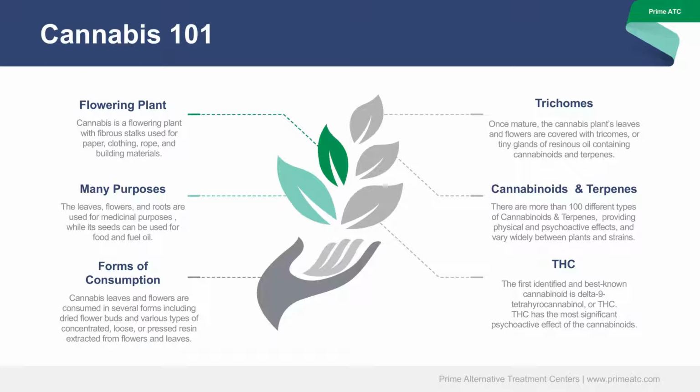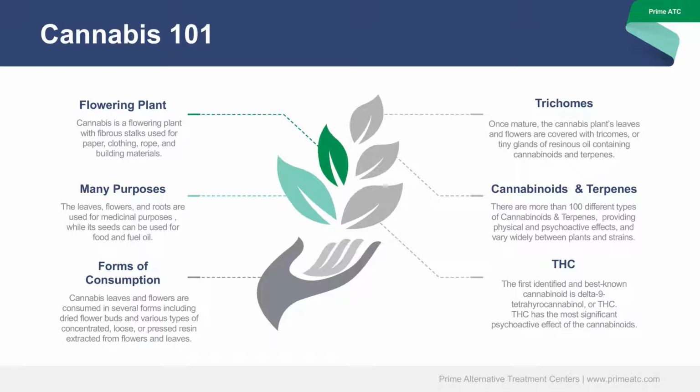Scientists have identified over 100 different types of cannabinoids and terpenes. Concentrations or percentages of each type of cannabinoid range widely from plant to plant and from strain to strain. The first identified and best known cannabinoid is THC, the scientific name delta-9 tetrahydrocannabinol. THC has the most significant psychoactive effects of any of the cannabinoids, and the ratio of THC to the other cannabinoids varies from strain to strain.